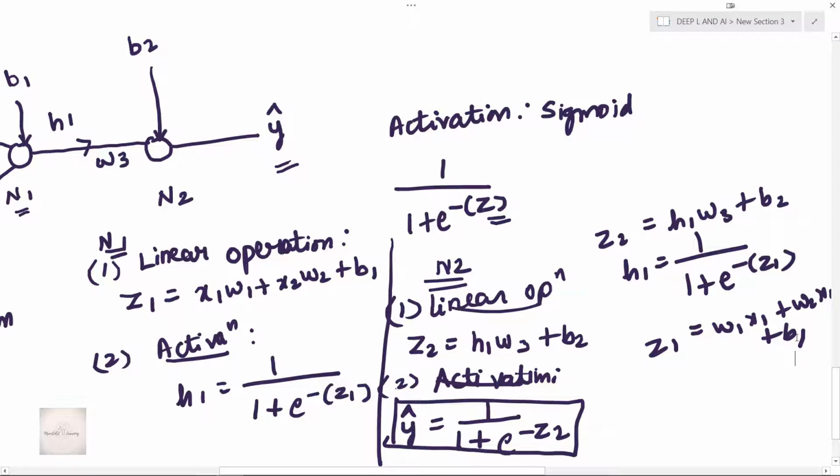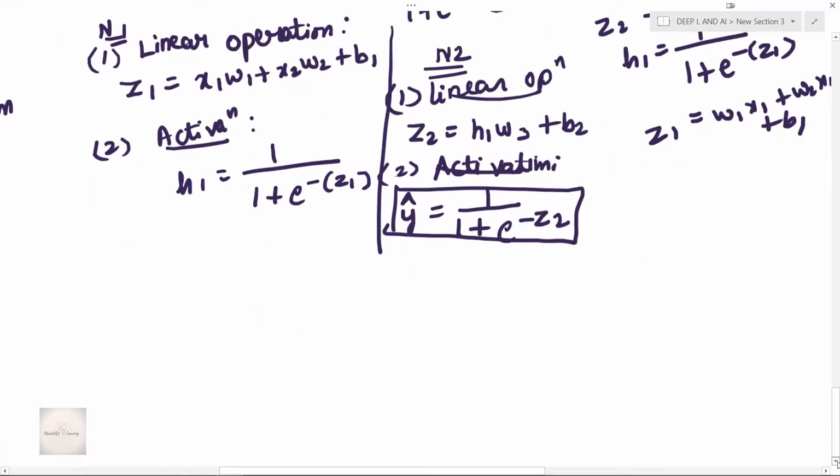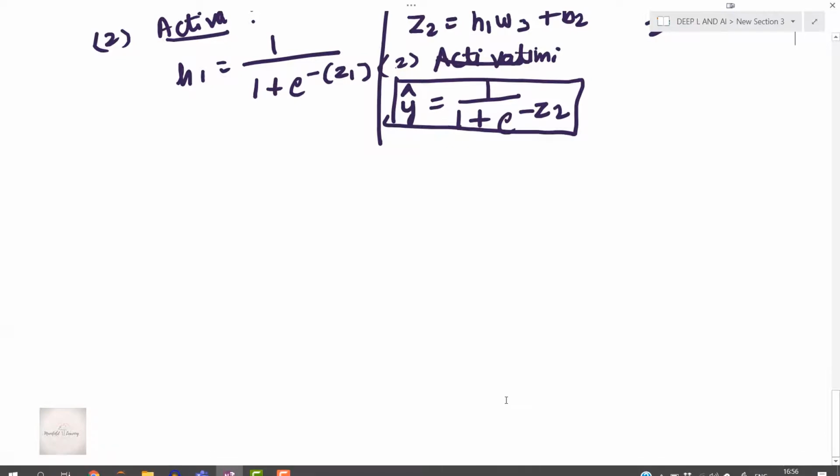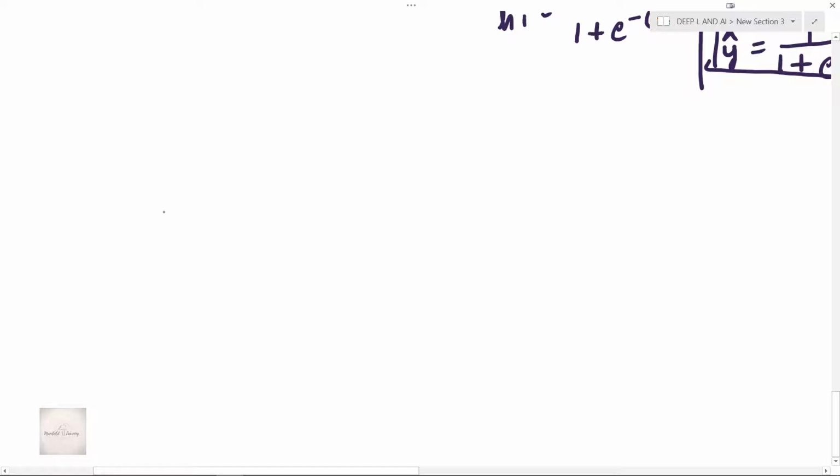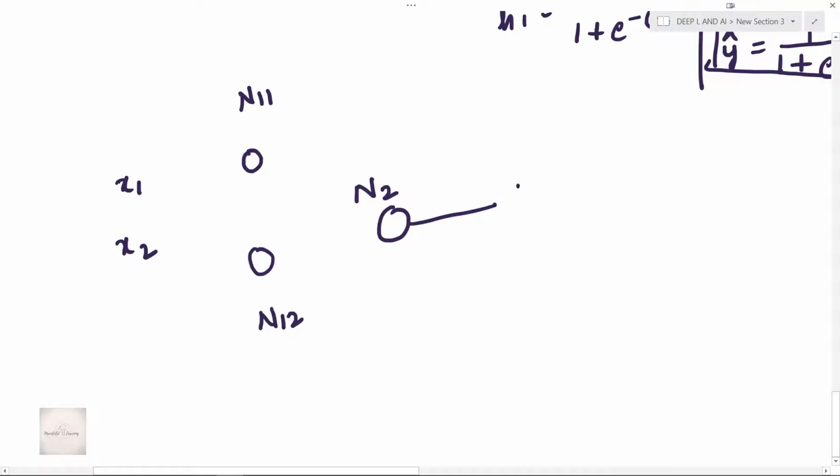Okay, cool. So now let me increase the complexity. This time, let's say I have a deep neural network which looks like this. I have two inputs, x1 and x2, and this time they are connected to two neurons, which I'll call n11 and n12. These two neurons are connected to one more neuron, which I'll call n2, and from this n2 I have the output as y hat.